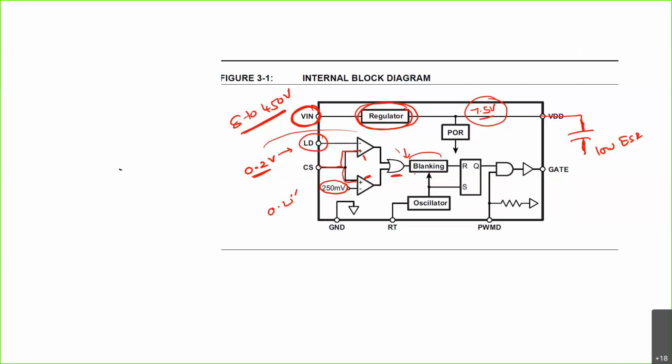After that, some blanking time is required, and it is given to this reset pin. So why is it given to this reset pin? Whenever the current exceeds the preset, in that case this SR flip-flop needs to be reset. Okay, clear?